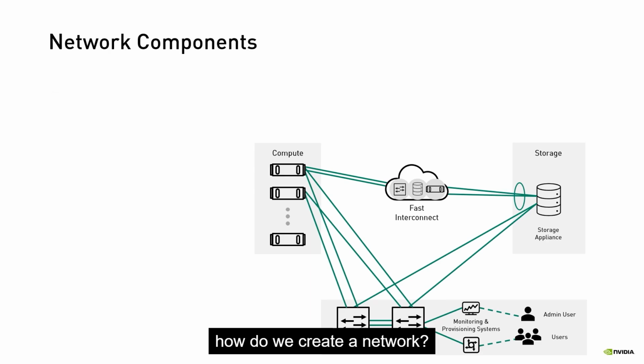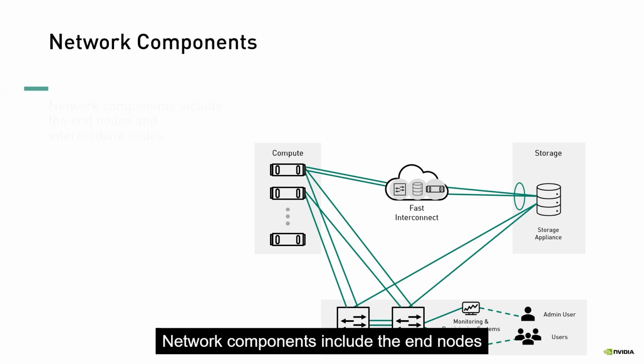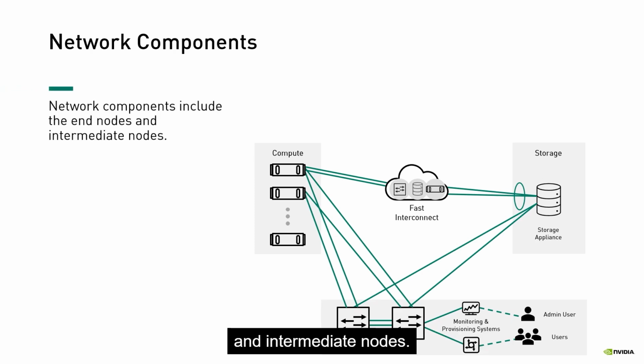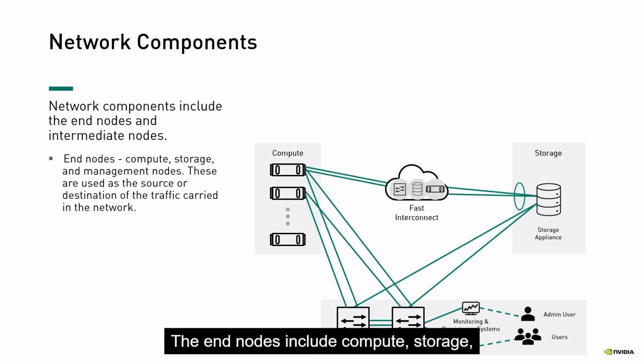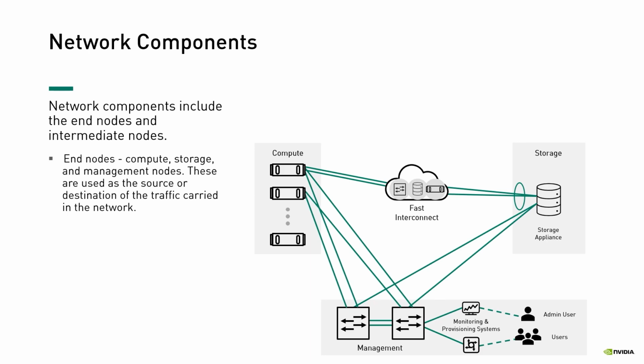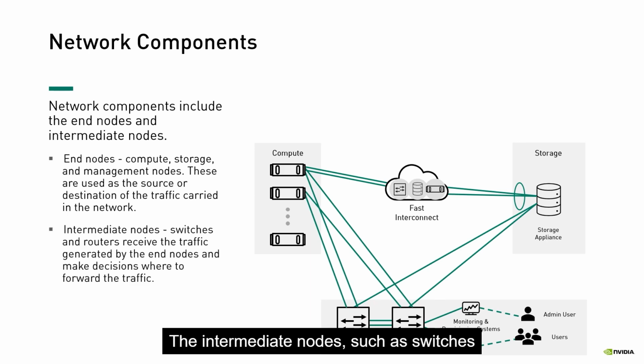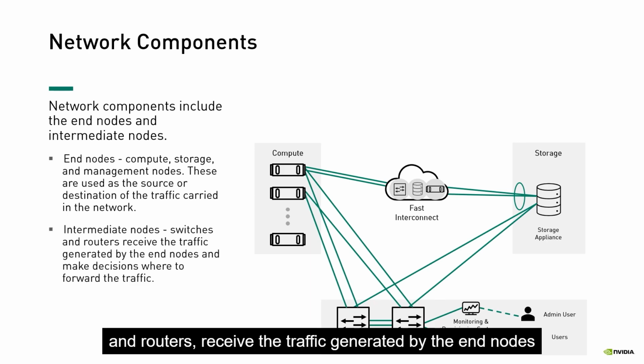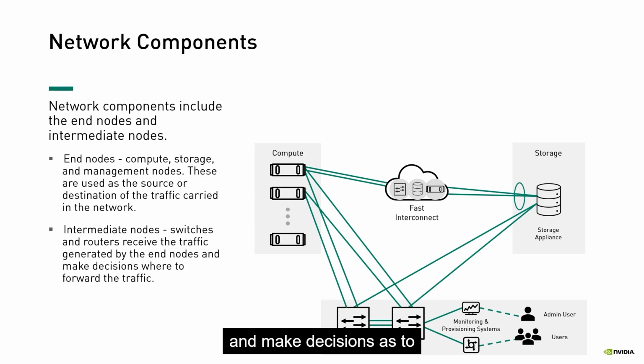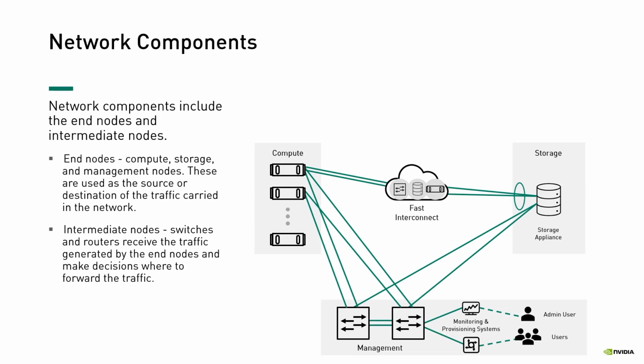So, how do we create a network? Network components include the end nodes and intermediate nodes. The end nodes include compute, storage, and management nodes. These are the source or destination of the traffic carried in the network. The intermediate nodes, such as switches and routers, receive the traffic generated by the end nodes and make decisions as to where the traffic should be forwarded.